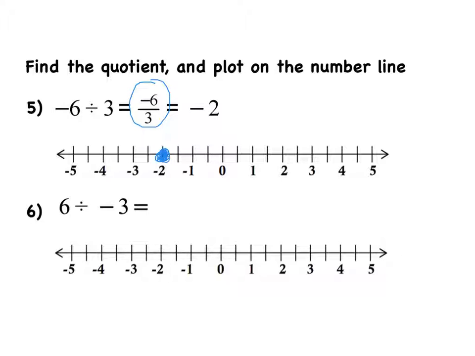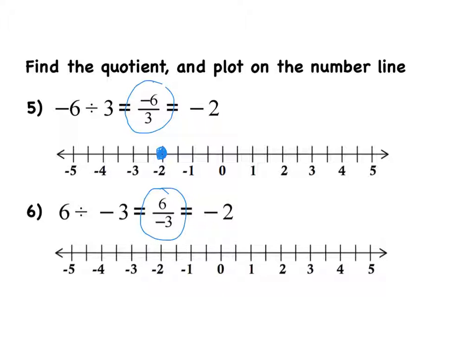Now let's take a look at our next example. Okay, in this case, 6 divided by negative 3 would be written this way in fraction form, 6 over negative 3, but it still equals negative 2. So when we plot it on the number line, it's negative 2.